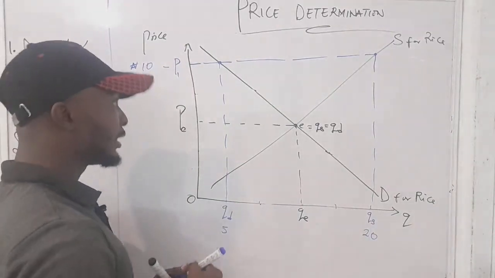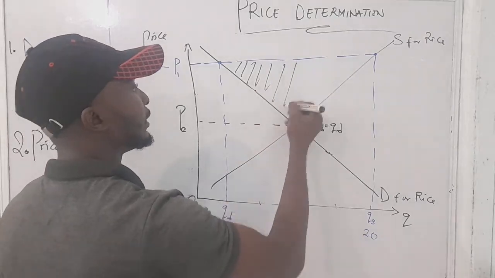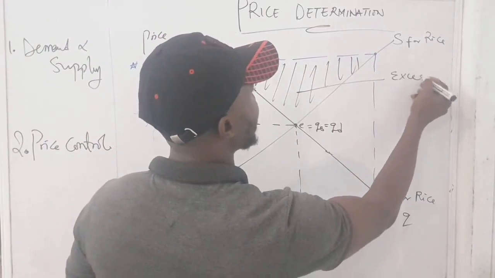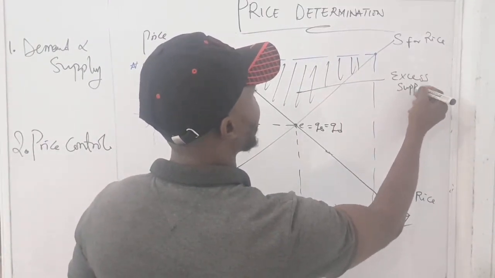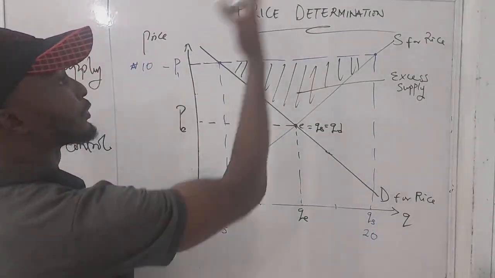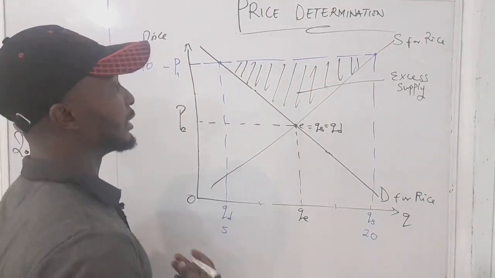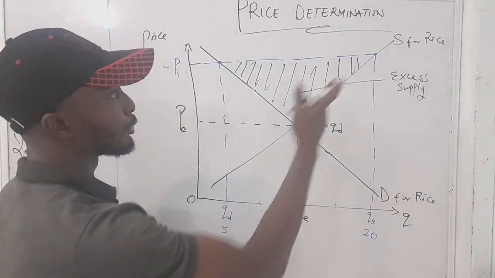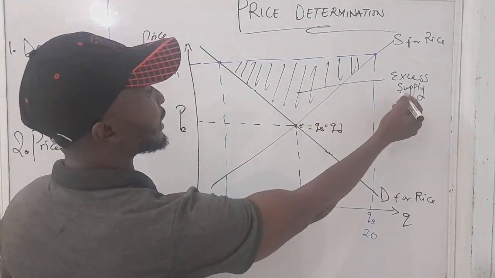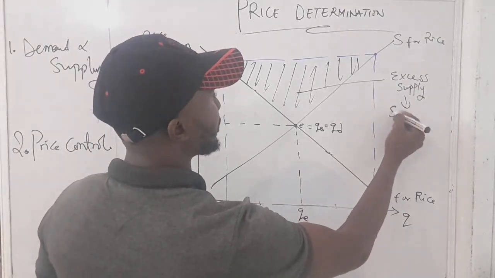So what we find is that we have a case of excess into the market. We call this the excess supply. Here we have the excess supply because this amount supplied into the market is greater than the amount demanded in that same market for that same product of rice. So what happens here is we have excess supply, what we typically know as surplus.